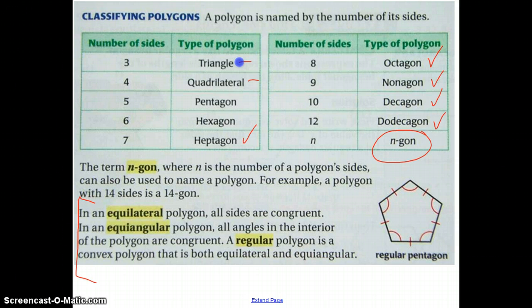And then the last one here is a regular polygon. A regular polygon is equilateral and equiangular. So all the sides are the same and all the angles are equal to each other. Okay, need to know those terminologies.